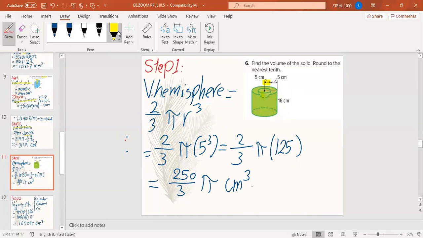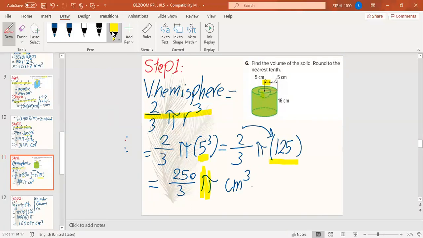So let's write the formula down. 2 over 3 pi r cubed equals 2 over 3 pi times 5 cubed. 5 cubed is 5 times 5 times 5, repeated multiplication, equals 125. And then we will multiply 2 times 125, which is 250 over 3 pi.